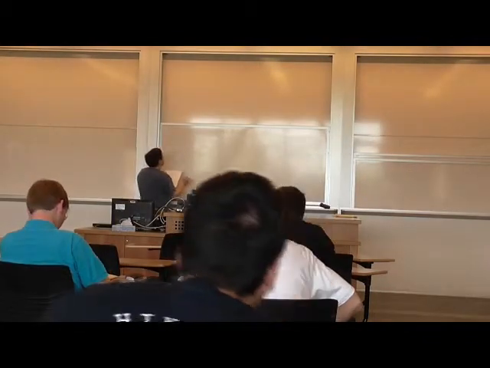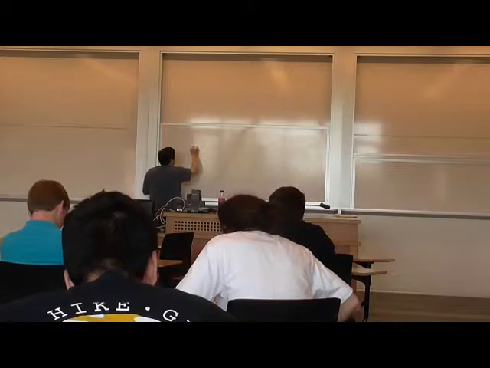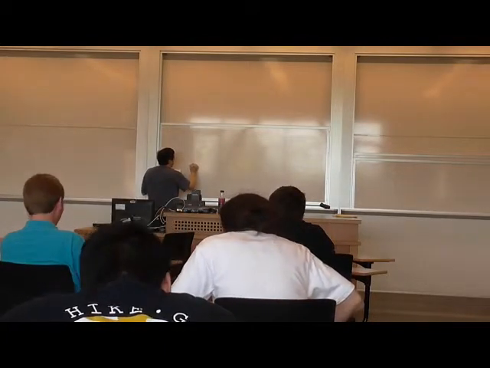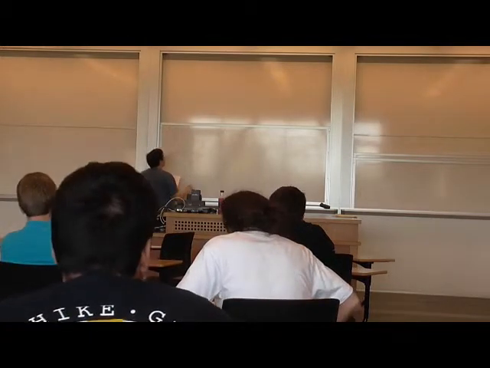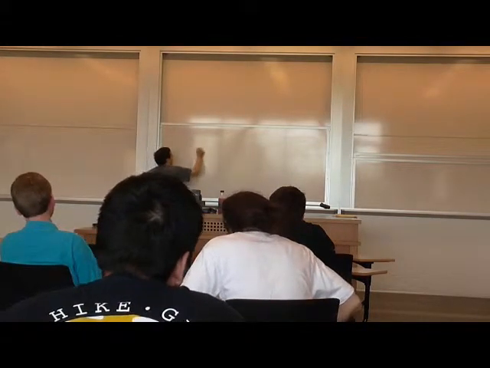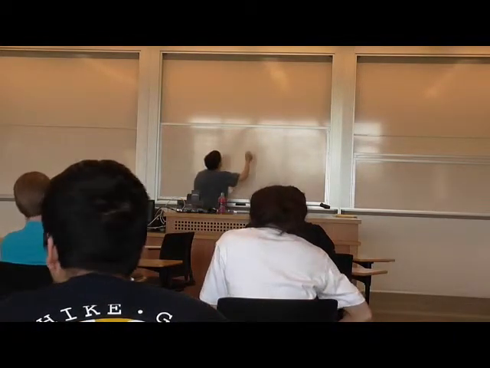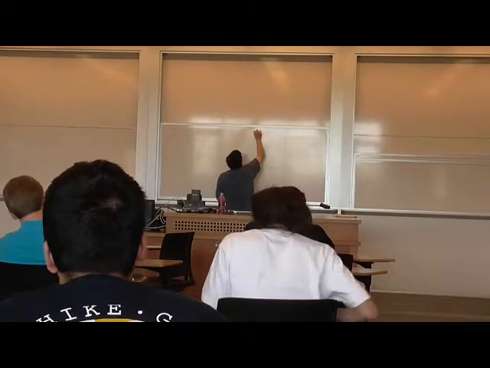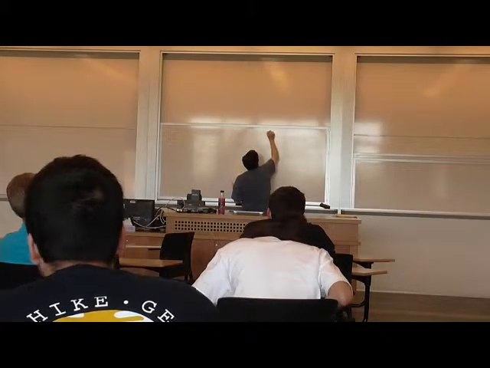So here's c. Here's a, and here's b. And I want to know the area under this curve from a to b. Well, the area clearly is b minus a times c.